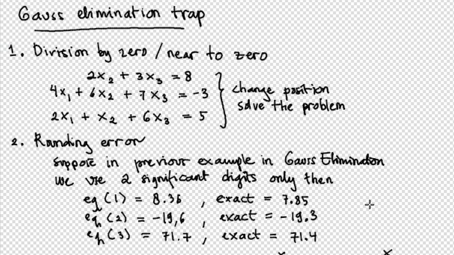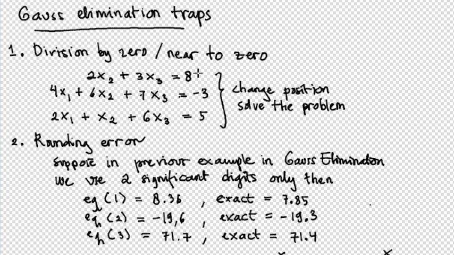Okay, now we will discuss about Gauss elimination traps. You have already known what is Gauss elimination, but there are some traps there, and we have to know what the traps in Gauss elimination are. The first trap is division by zero or near to zero.